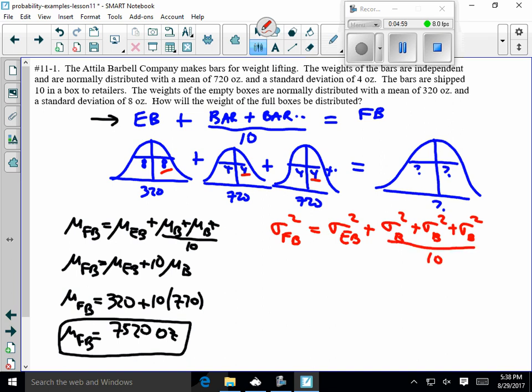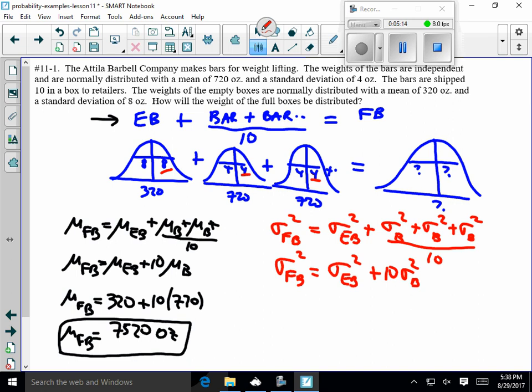Just like there were 10 means. Okay, so you have the variance of the full box, standard deviation squared, is equal to the variance of the empty box plus 10 of these variances of the bars. So I could use that right there.